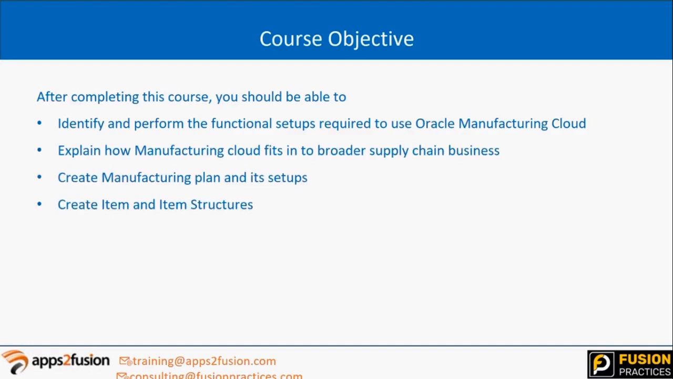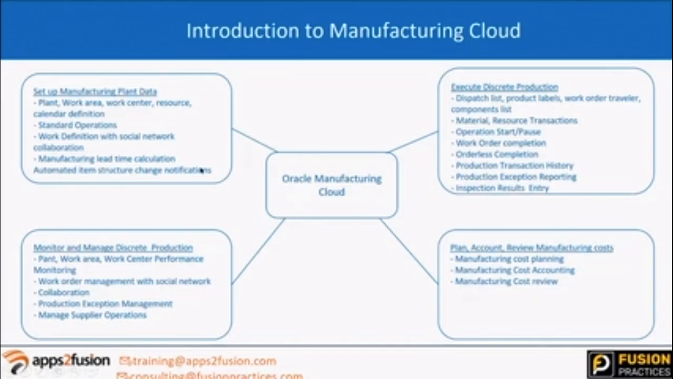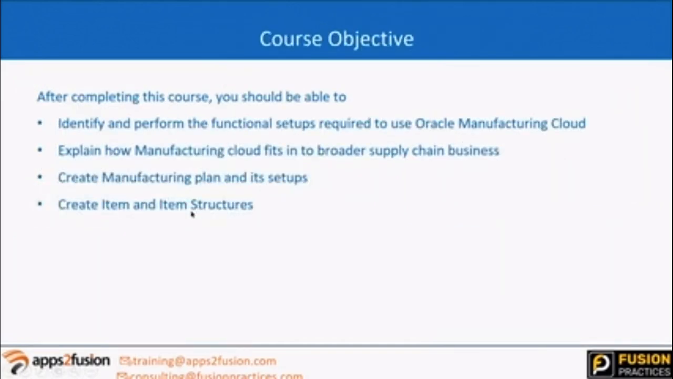Okay? So this is the course objective, but this is focusing only on the objectives today. At the end of the course, you will be able to perform setups. You will be able to speak about how the Oracle Manufacturing Cloud fits in the whole supply chain business processes. And today we are focusing on the very basic setup. That is, we will set up a manufacturing plant. Oops, I now see this is a plant. So it's a manufacturing plant, and we will create a plan also. So today we'll focus on the plant and its setups.